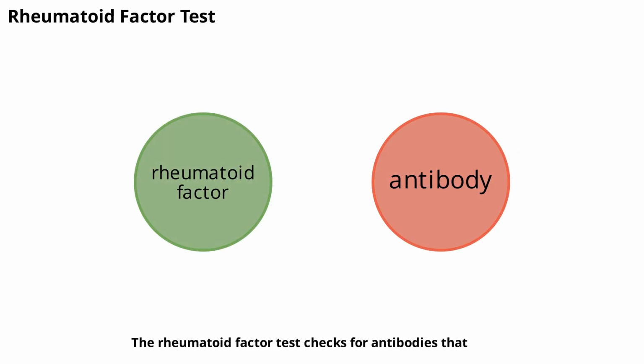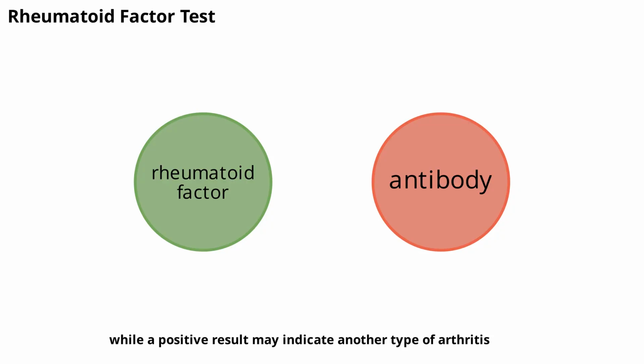Rheumatoid factor test checks for antibodies that are often present in people with rheumatoid arthritis. A negative result supports the diagnosis of osteoarthritis, while a positive result may indicate another type of arthritis. This test is part of the process of ruling out other causes of joint pain.